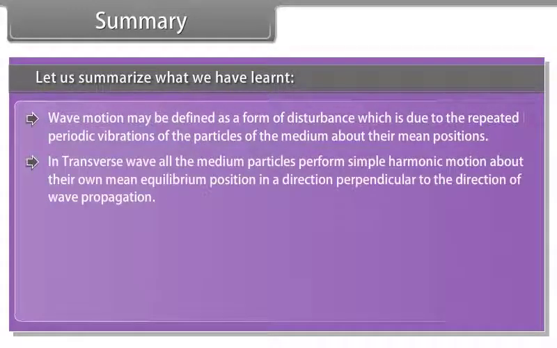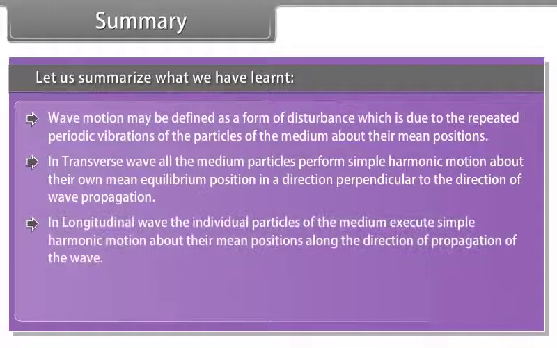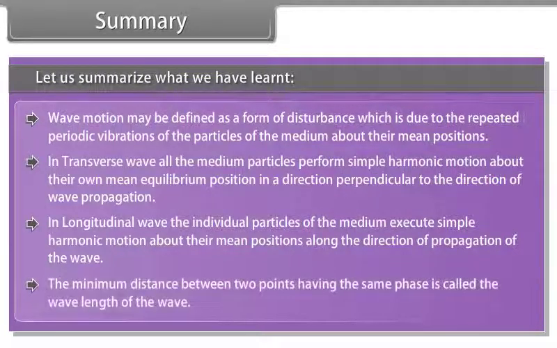In transverse wave, all the medium particles perform simple harmonic motion about their own mean equilibrium position in a direction perpendicular to the direction of wave propagation. In longitudinal wave, the individual particles of the medium execute simple harmonic motion about their mean positions along the direction of propagation of the wave. The minimum distance between 2 points having the same phase is called the wavelength of the wave.